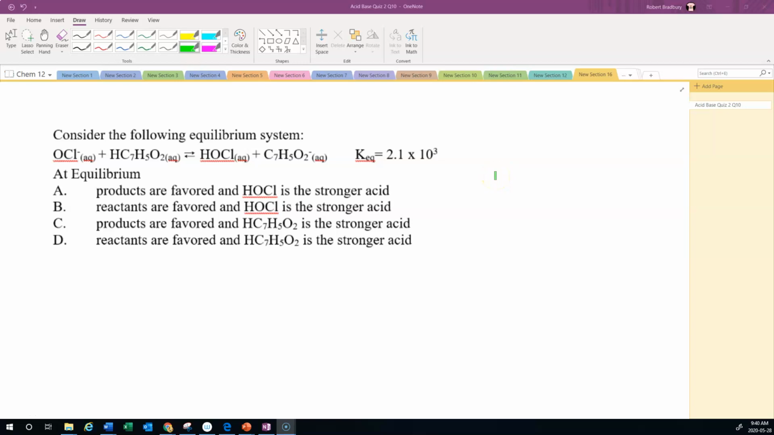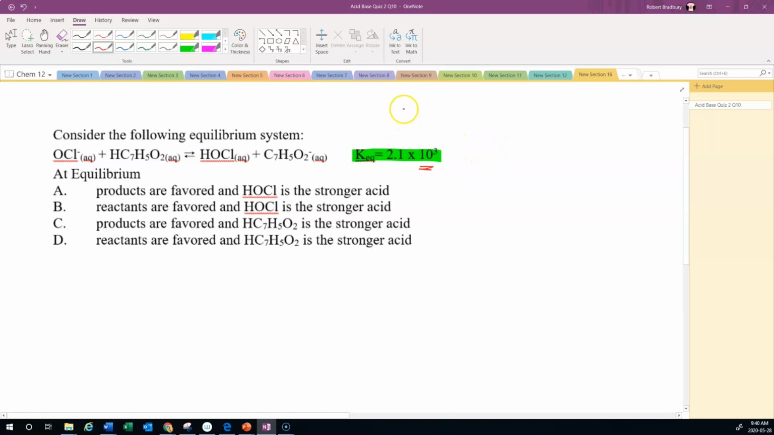Hello there. So I guess this one's a little bit tricky. We're asked to consider the following equilibrium, and what the heck's going to happen in equilibrium? What do we know about it? Well, we do know its KEQ. So if we look at its KEQ, we can see that it is a relatively large number. This is a positive number.